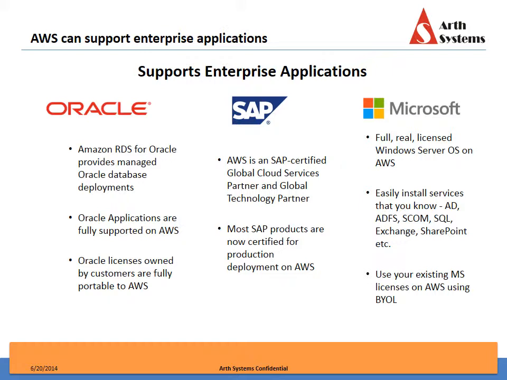AWS supports enterprise applications. Your current Oracle licenses are fully portable to AWS, and most SAP products are now certified for production deployment on AWS. You can easily install services that your team already knows. You have the ability to use your existing Microsoft licenses with the AWS Bring Your Own License pricing model.